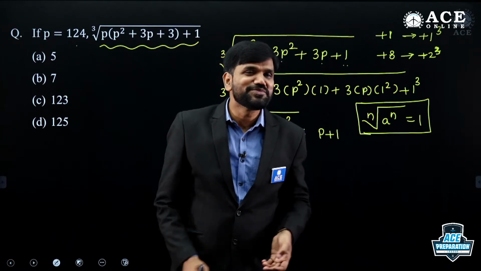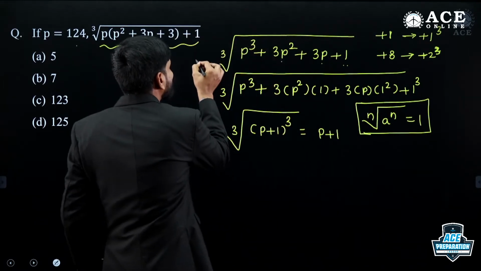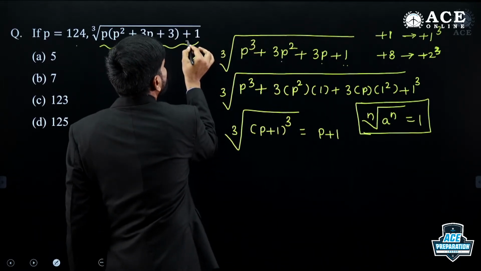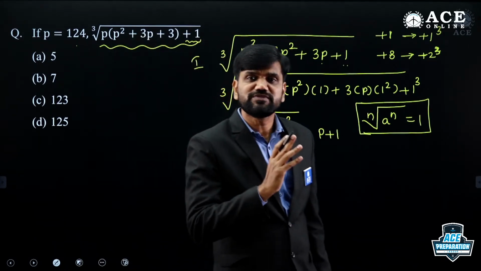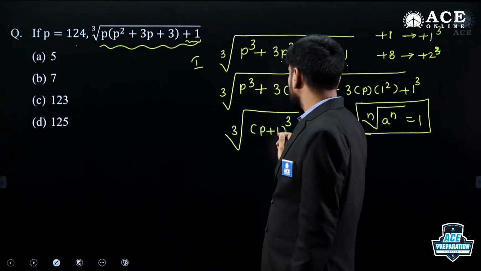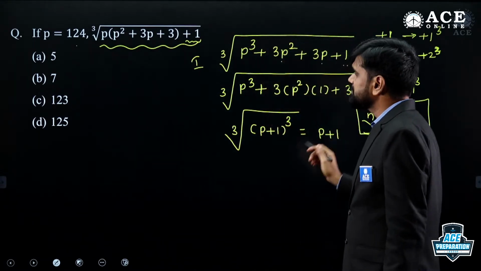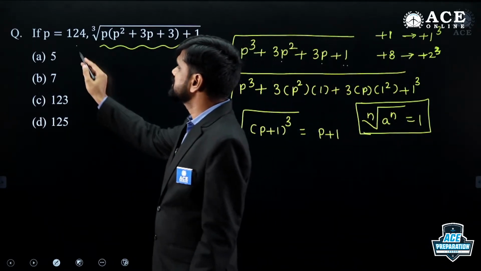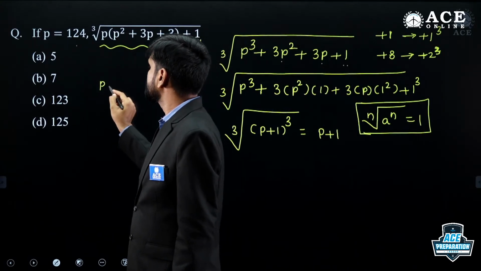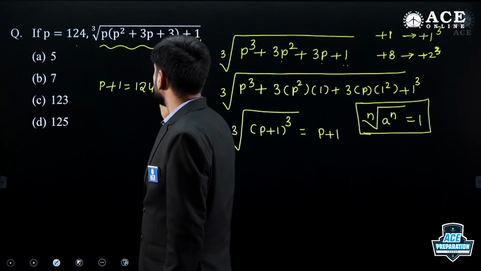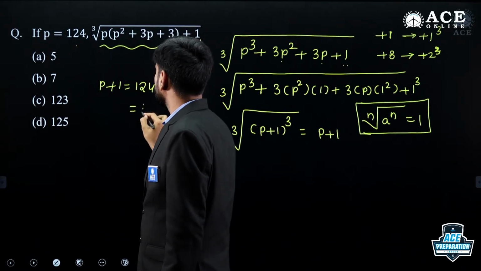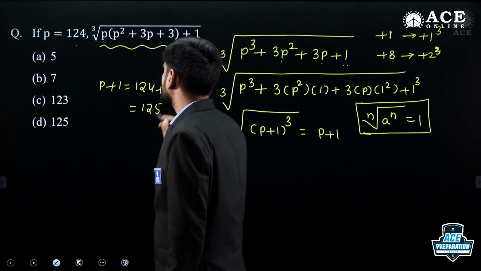If you understand that procedure, this is a direct problem, I can say. So here you are having plus 1 here, which is nothing but plus 1 cube. That means your answer is simply P plus 1. By deriving this one, you are getting P plus 1. Hence the answer for this problem is P plus 1. Hence it should be equal to what? 124 plus 1. That should give you 125.